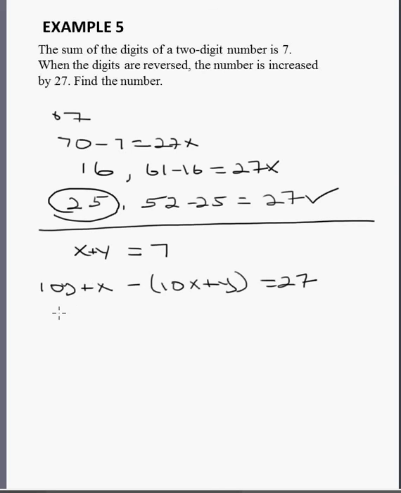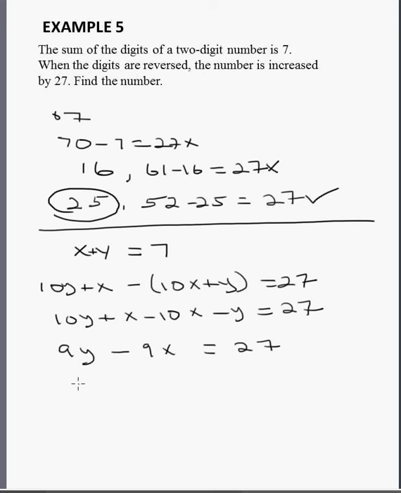So now if you simplify, this becomes 10y plus x minus 10x minus y is equal to 27. Let's simplify this. So 10y minus y gives me 9y, and then I have minus 9x is equal to 27. So that gives me y minus x is equal to 3.